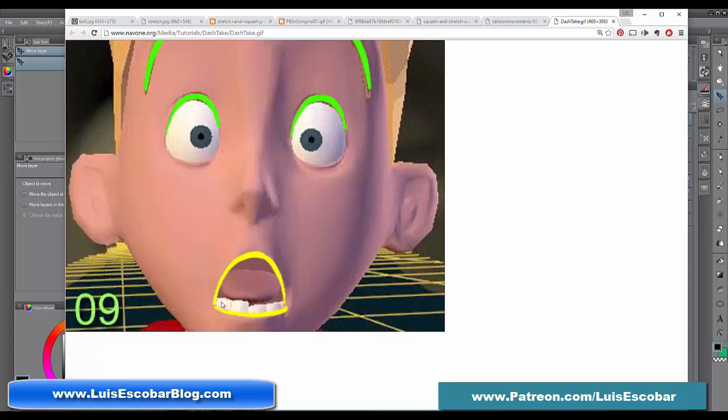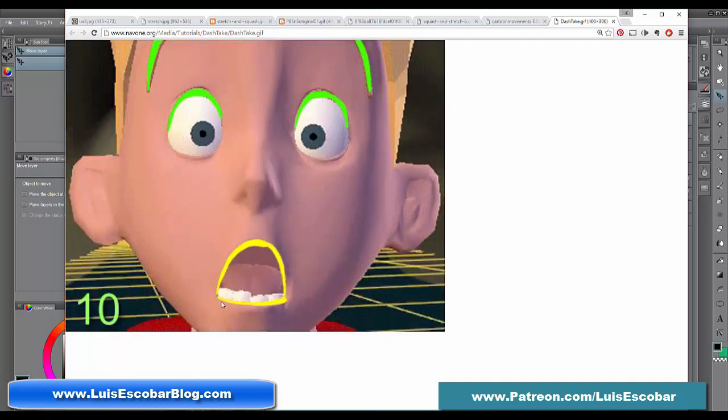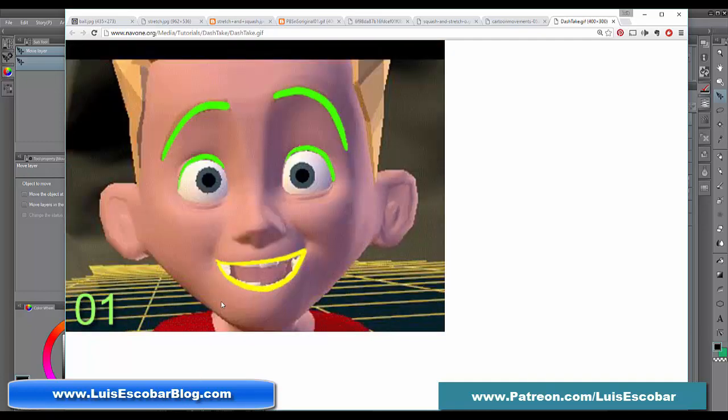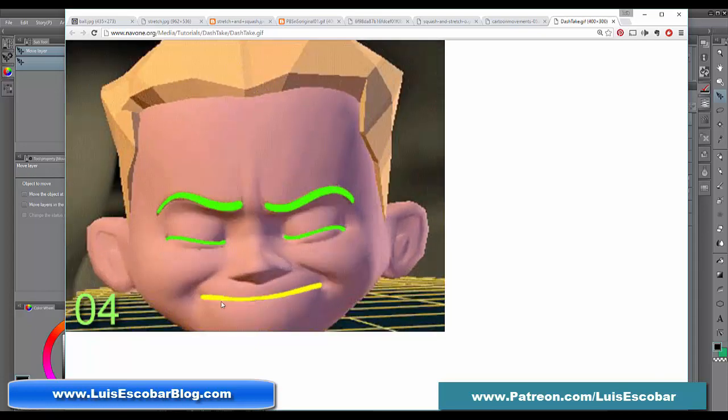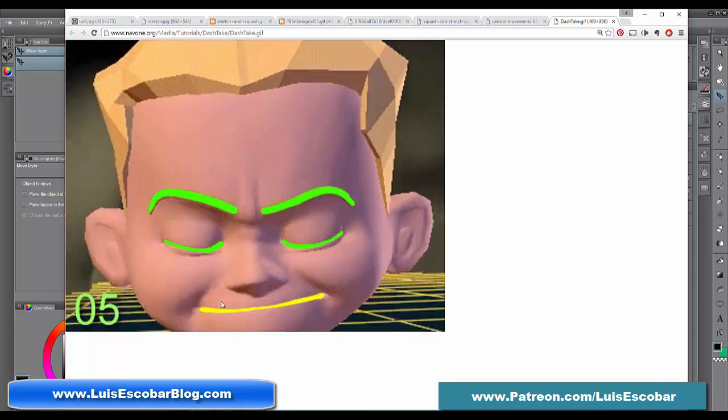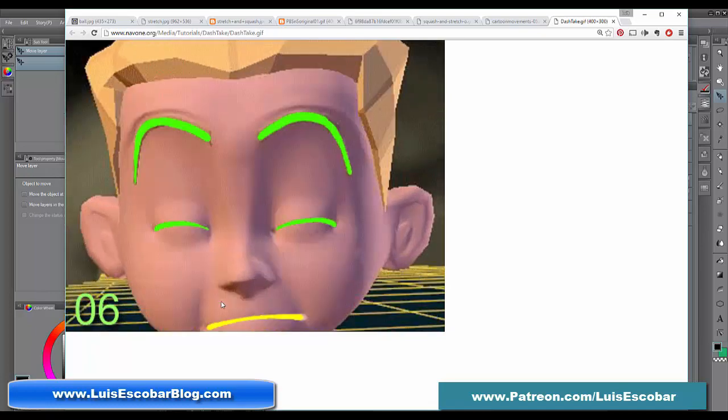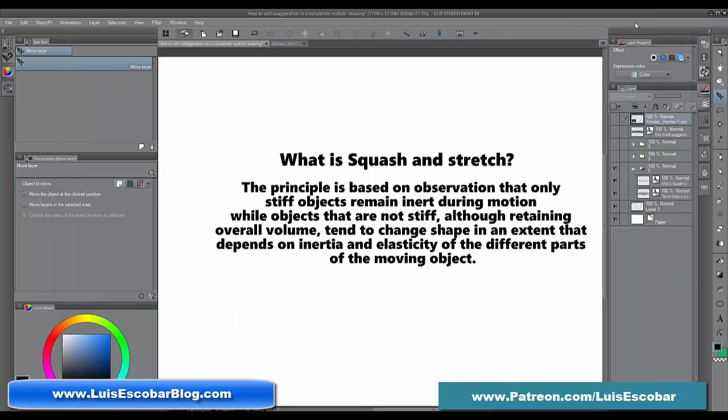And now here we have Dash doing a take, and he's squashing and stretching. It's not as extreme as Wile E. Coyote, but you get to see him squash and stretch. Okay? That's what we mean by squash and stretch. It's that kind of motion. It's an animation principle that helps give plasticity and weight to objects in motion.